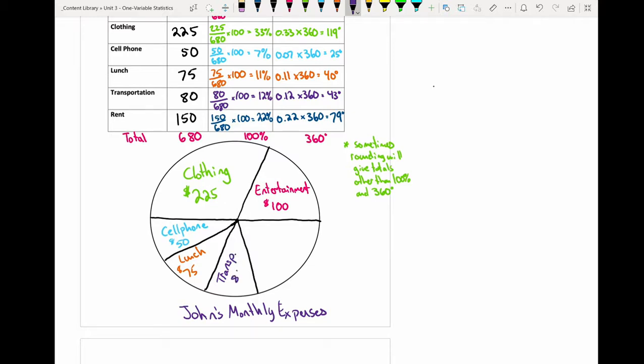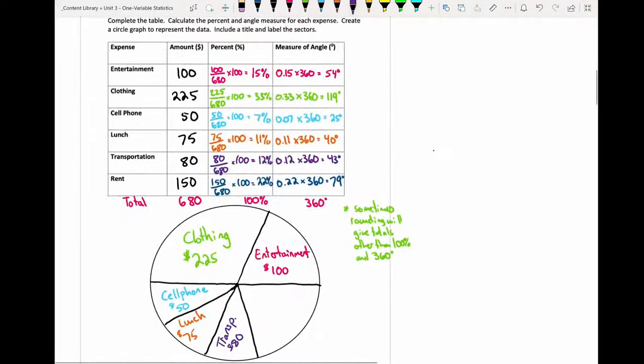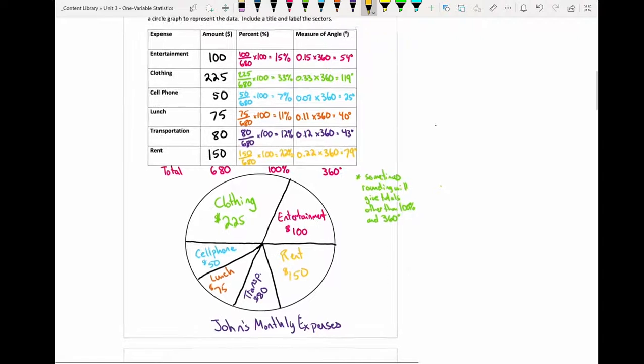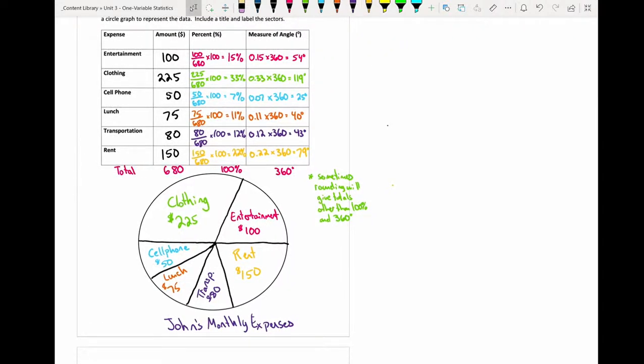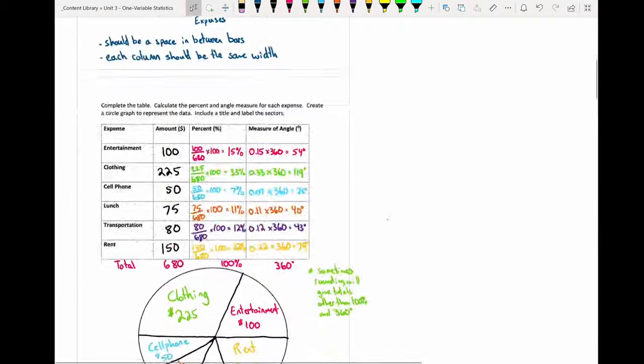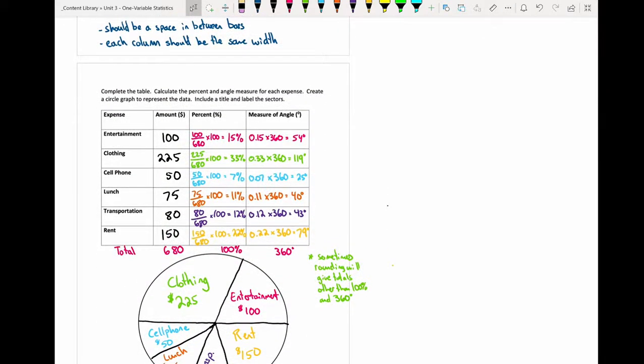And that was $80 for transportation. And then whatever's left over will be our last one, which we did in the yellow. So the last one would be our rent, or $150. So again, roughly that is what our pie chart, or circle graph, will look like for John's expenses, and we've seen what it looks like as a bar graph. So just different ways of representing that discrete data.